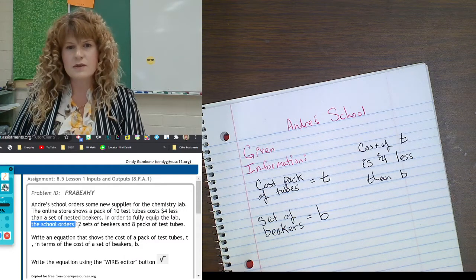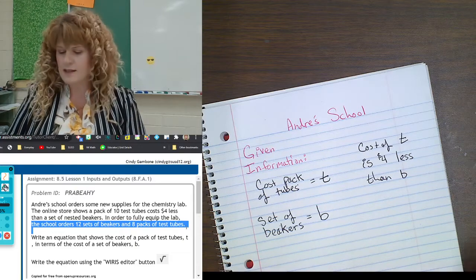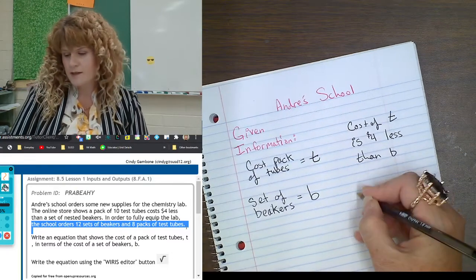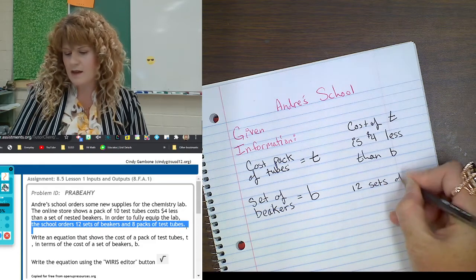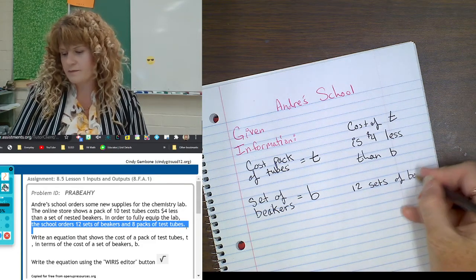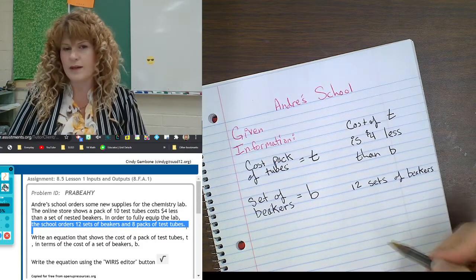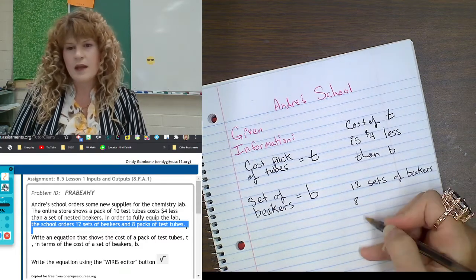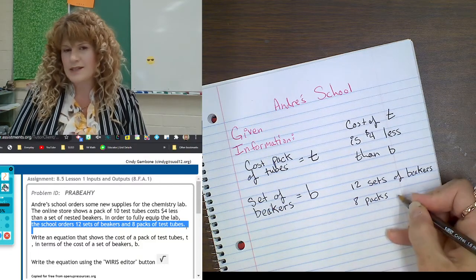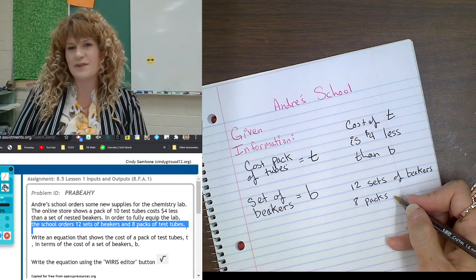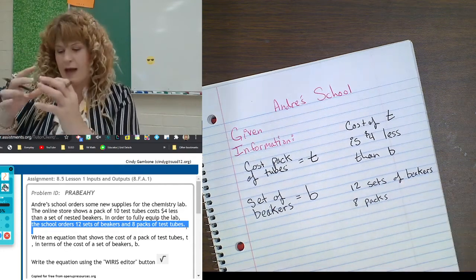It said the school orders 12 sets of beakers and 8 packs of test tubes. So let's write that down. 12 sets of beakers. Put that in your notes because you're going to need that later. Make sure you know what information was given. 8 packs of test tubes. So it doesn't matter that there are 10 test tubes in the pack. That doesn't matter that there's 10 because now we're just calling it a pack.